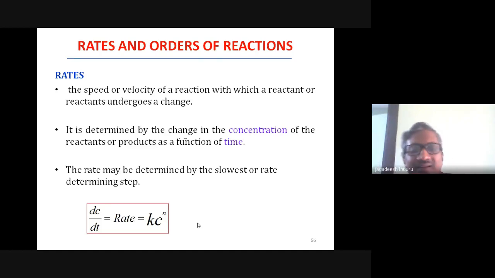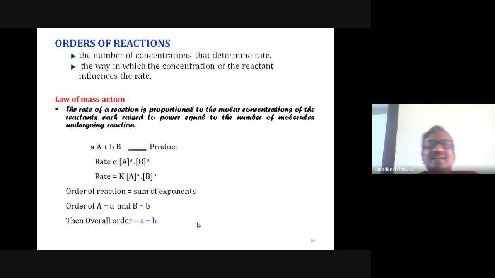It means that depending upon how many concentrations you have, that is the order. So the zero order is not dependent on any concentration. The reaction progresses immaterial of the concentration, whether it is low or high. But in c to the power of 1, it is dependent on the concentration of one of the reactants, and if it is 2, two reactant concentrations are involved in deciding the rate. So the number of concentrations that determine the rate gives the order.